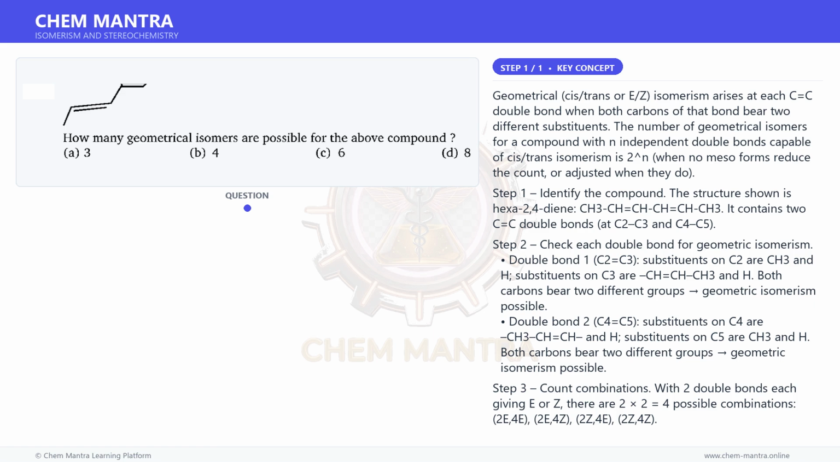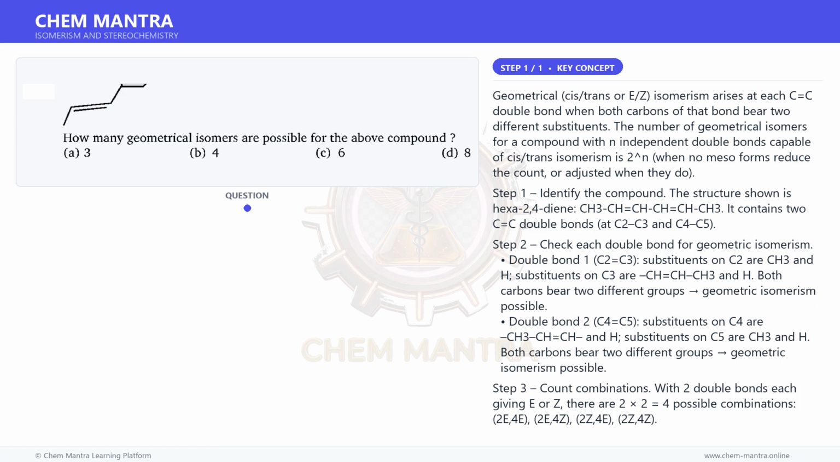Step 3. Count combinations. With two double bonds each giving E or Z, there are 2 times 2 equals 4 possible combinations: 2E,4E; 2E,4Z; 2Z,4E; 2Z,4Z.